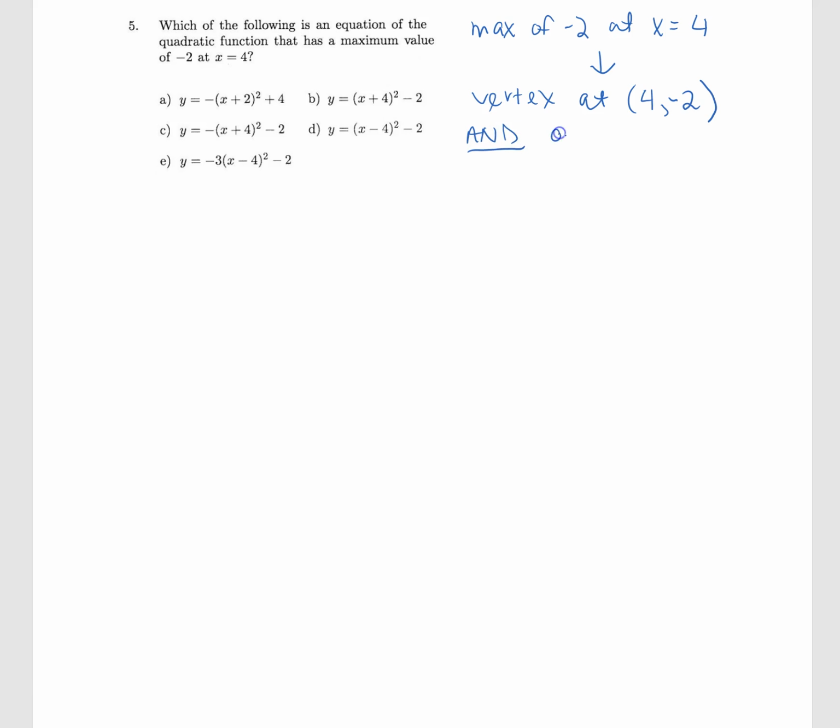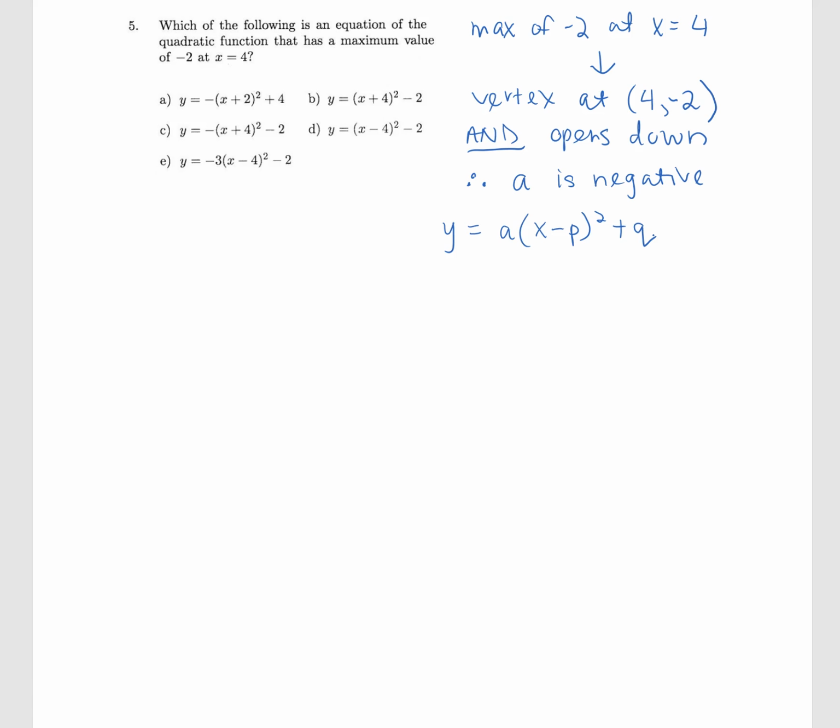it must open downwards. So in other words, opening downwards means that therefore a, our coefficient a, is negative. So all these options here are conveniently in the form y equals a times (x minus p) squared plus q. So that's going to make it relatively easy for us to see where the vertex is.